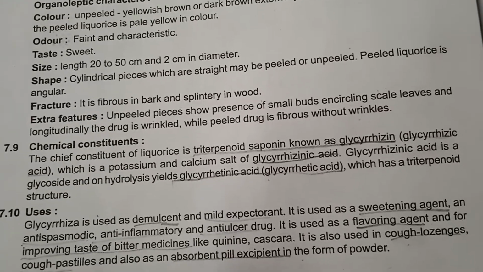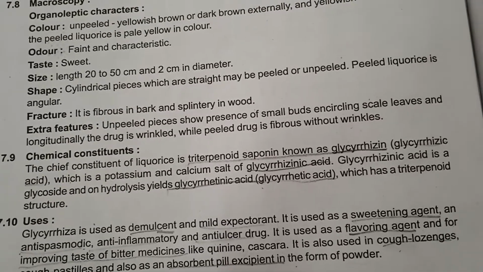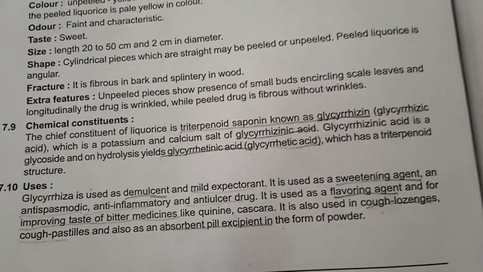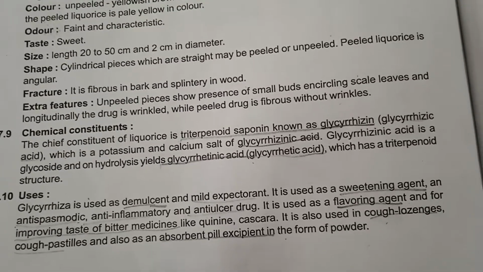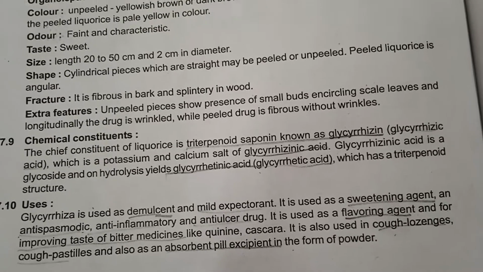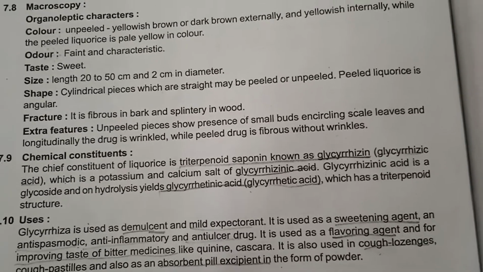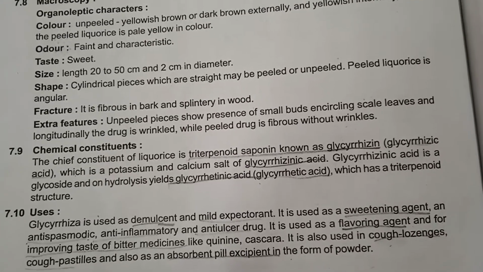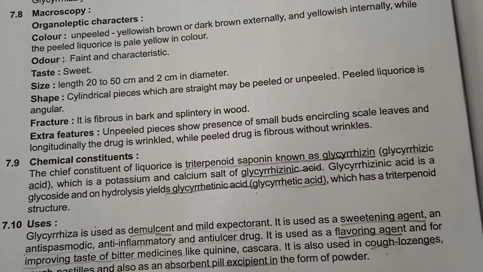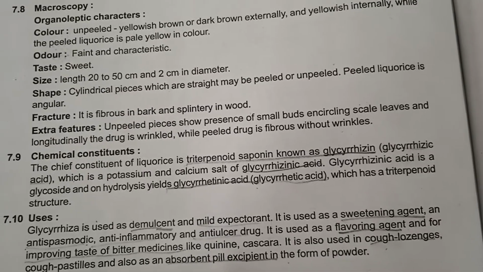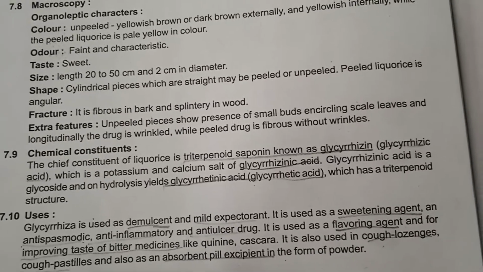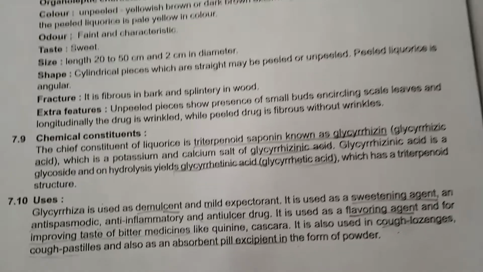Chemical constituent: the chief chemical constituent of this drug is triterpenoid saponins known as glycyrrhizin or glycyrrhizic acid. It is a potassium and calcium salt of glycyrrhizinic acid. Glycyrrhizinic acid is a glycoside and on hydrolysis it yields glycyrrhetinic acid, which has a triterpenoid structure.